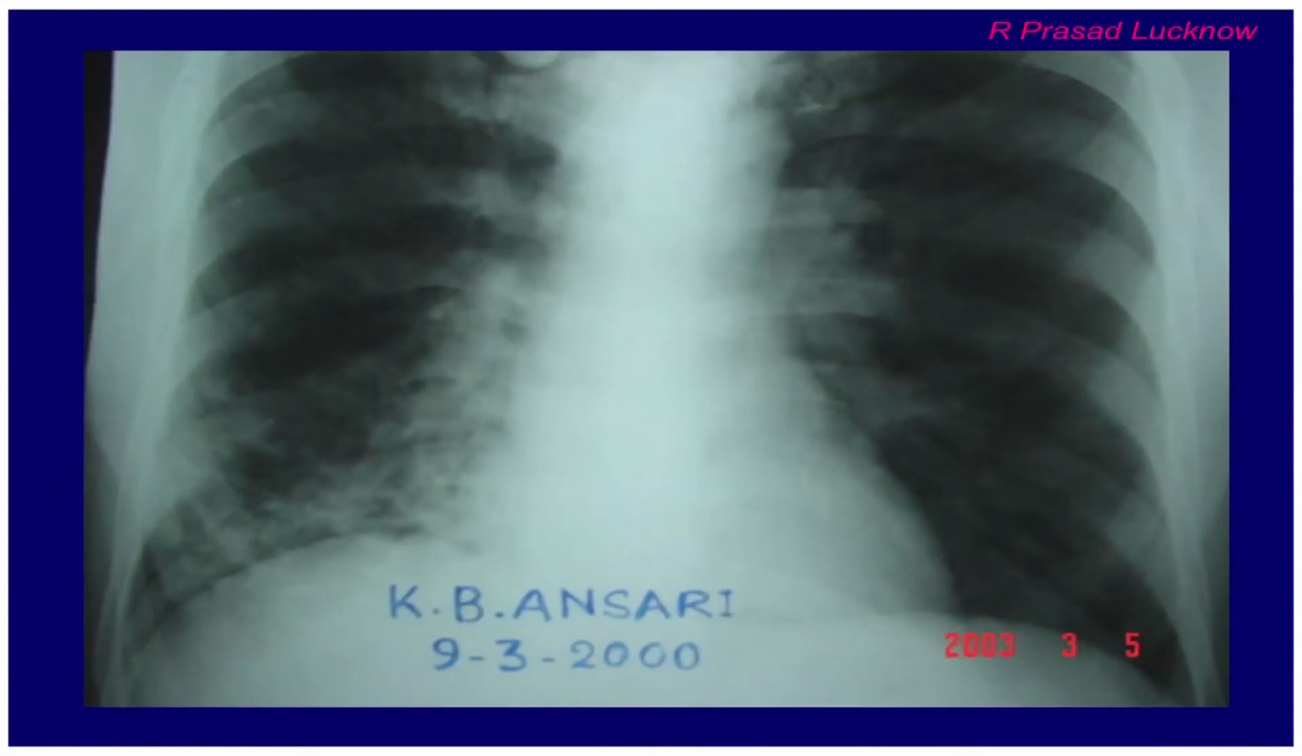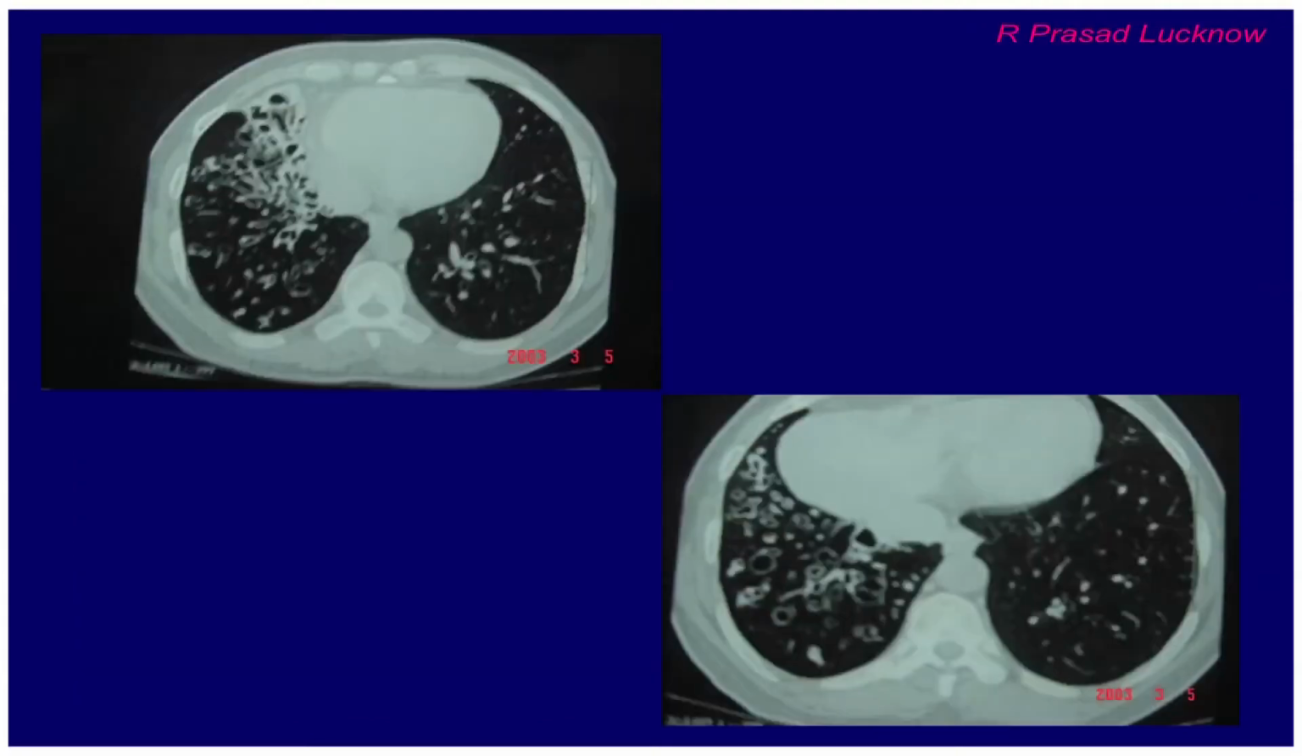Now, you see this shadow on the right middle and lower zone, there are some heterogeneous shadows where bronchovascular markings are very crowded, and then we got a CT thorax done which clearly has shown that there is evidence of bronchiectasis in the middle and lower lobe.